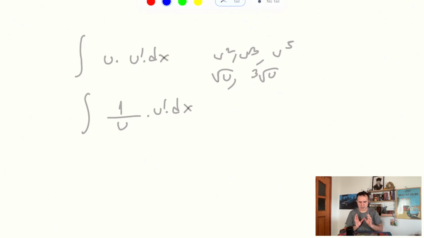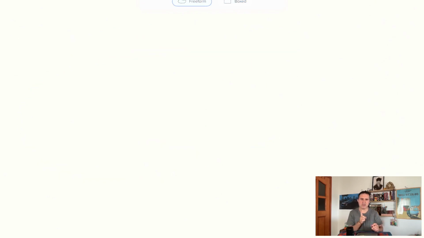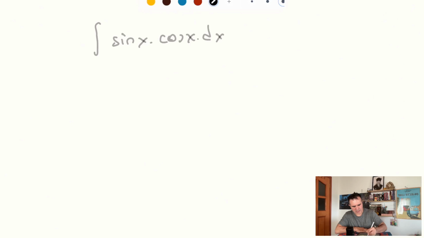In this problem, we can let u be sine x, because we know that the derivative of sine x is cosine x, and our function is sine x times cosine x dx. The derivative of sine x is cosine x. So we can use the substitution method and say that sine x is equal to u. And take the derivative of both sides, then cosine x times dx will be du.